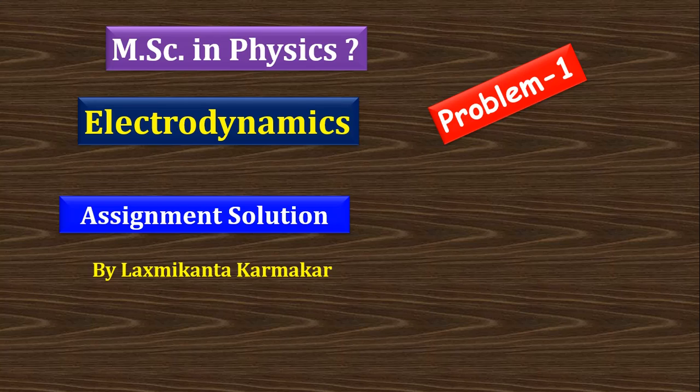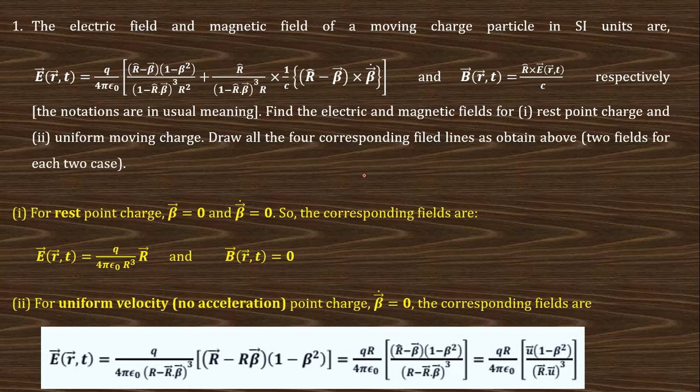Welcome to this video. Today we want to discuss a problem which is assigned in the internal assignment. The problem says that the electric field and the magnetic field of a moving charged particle in SI units are this. This is the electric field and the corresponding magnetic field is that, respectively.